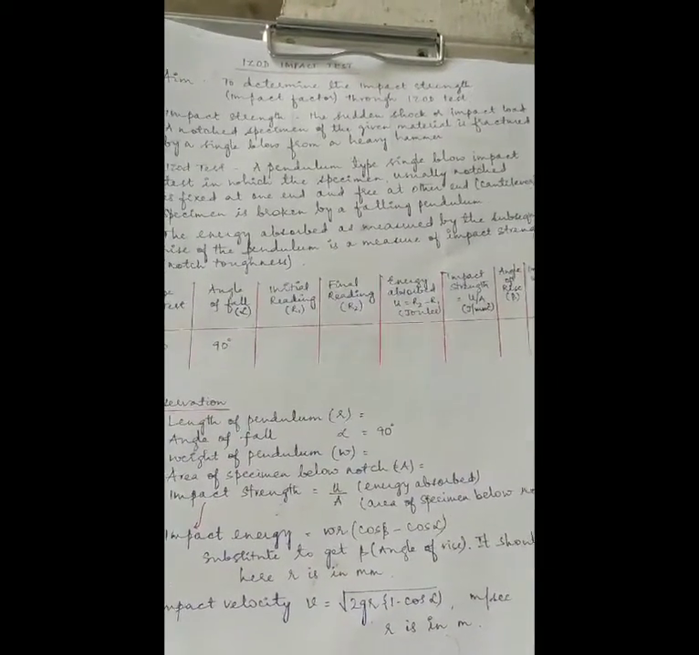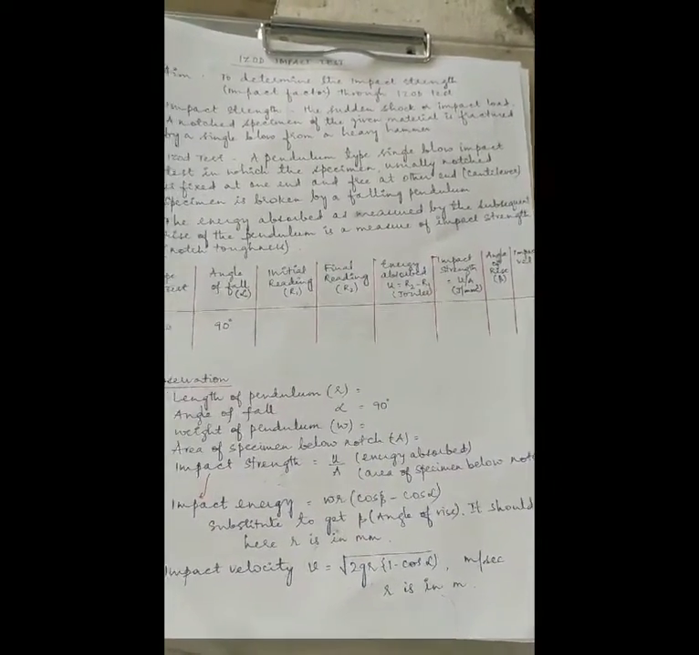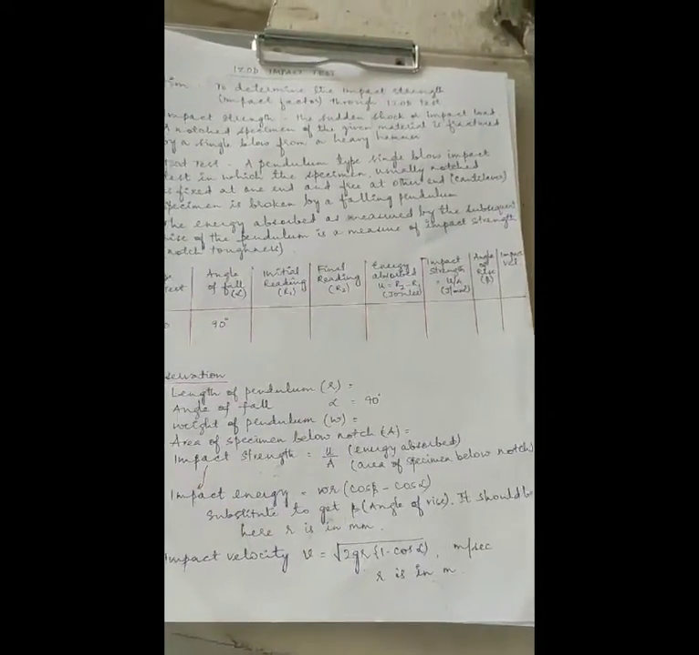In the Izod test, a pendulum type single blow impact test will be conducted, in which the specimen, which is usually notched, is fixed at one end and free at the other end. In the case of the Izod test, the specimen used will be fixed as a cantilever. The two given specimens here are different for the Izod test and the Charpy test.